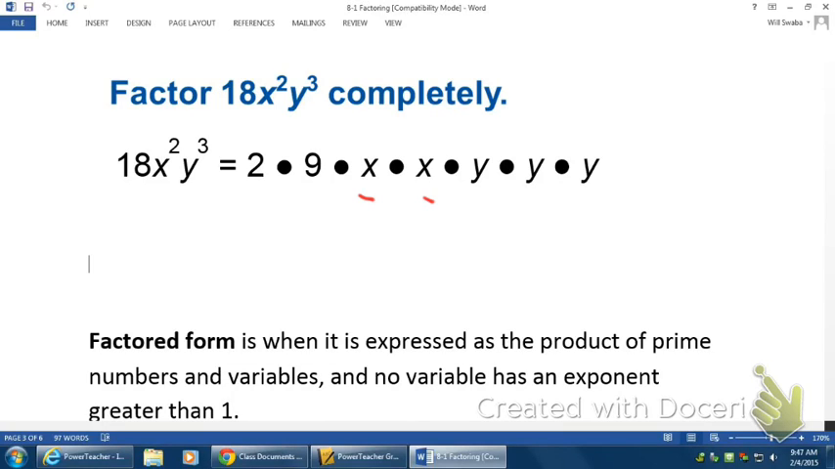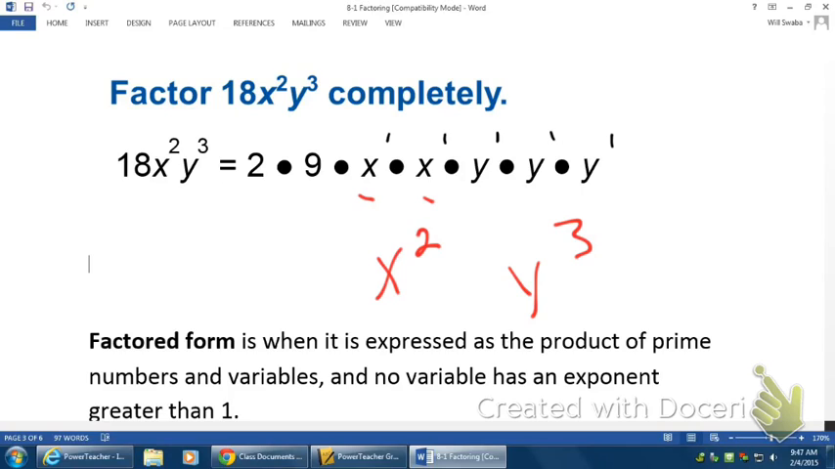X times x. If I multiply that out, I get x squared. Look at the y's. Y times y times y. If I multiply that out, that becomes y to the third. Because when you multiply variables, you do what to their exponents? You add them.